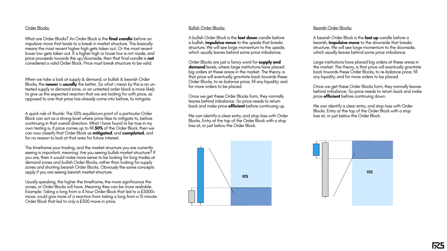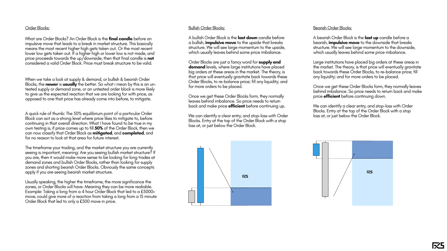So what are they? Well, an actual order block is the final candle before an impulsive move that leads to a break in market structure. This basically means the most recent higher high gets taken out, or the most recent lower low gets taken out. If a higher high or lower low is not made and price proceeds towards the upside or downside impulsively, then that final candle before that move is not considered a valid order block. Price must break structure to be valid.